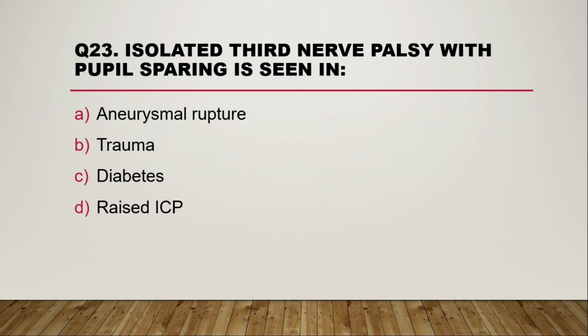Next question. Question number 23. Isolated third nerve palsy with pupil sparing is seen in: option A, aneurysmal rupture; option B, trauma; option C, diabetes; and option D, raised intracranial pressure. So the correct answer here is diabetes mellitus.